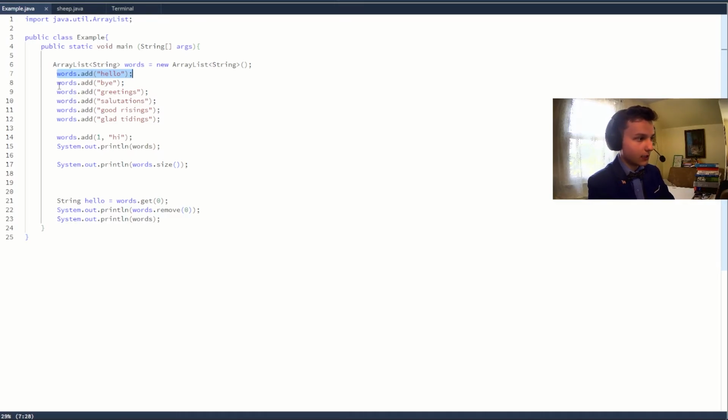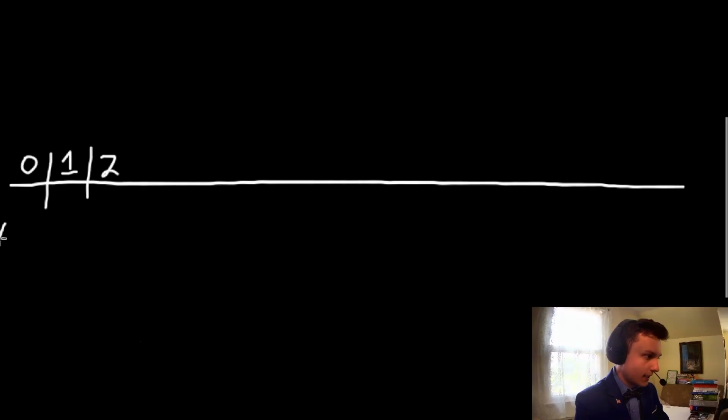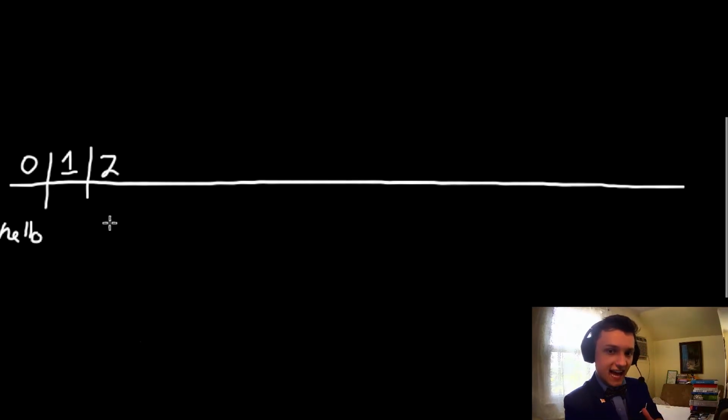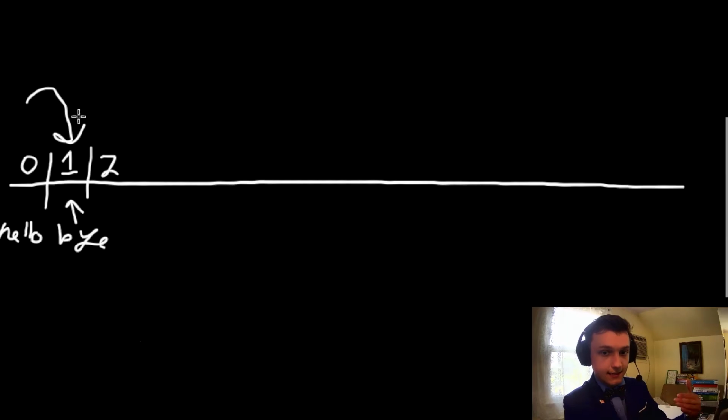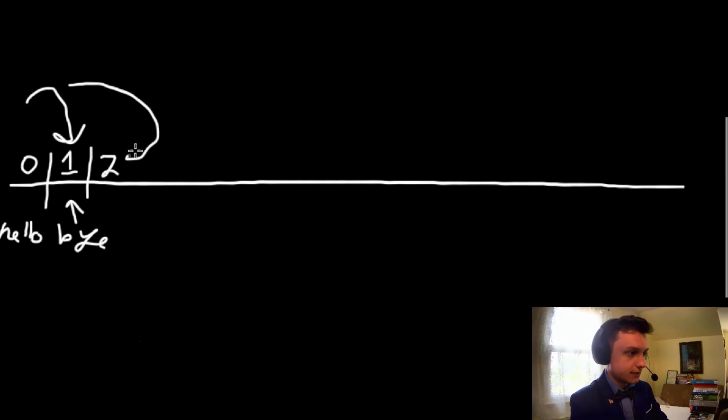Now, it's important to understand what is happening to the sequence of indices when we use the .add method. Let's say we add the word hello and we add the word bye. So we've got two indices in our ArrayList right now. I have hello here at index 0, and when I added bye to the ArrayList, bye was added right at the end, so that bye is now at index 1. And if I add a second word, that's going to add right to the end of the ArrayList, and that's going to become index 2.